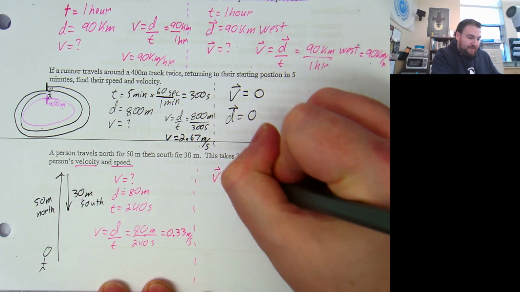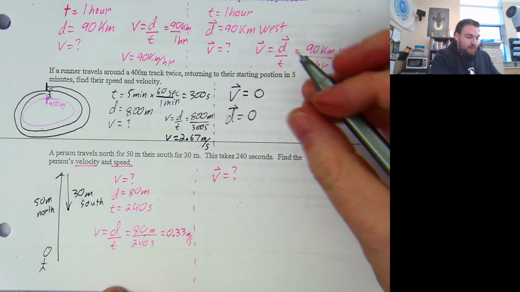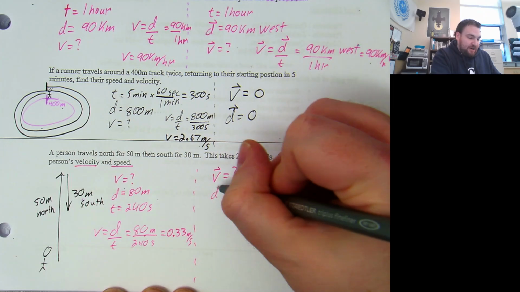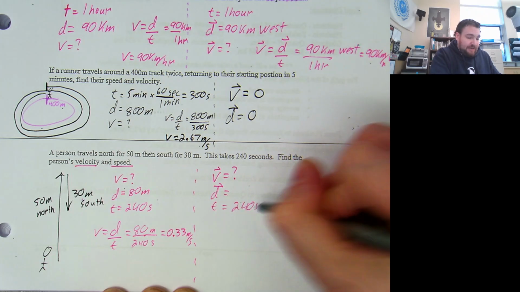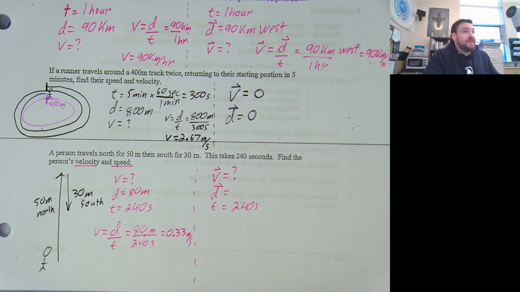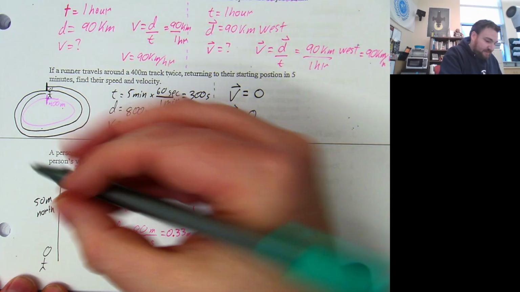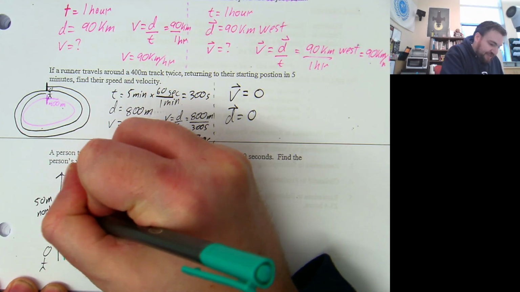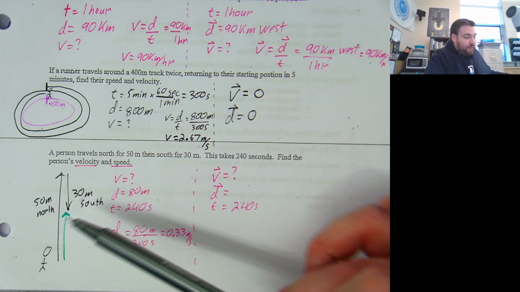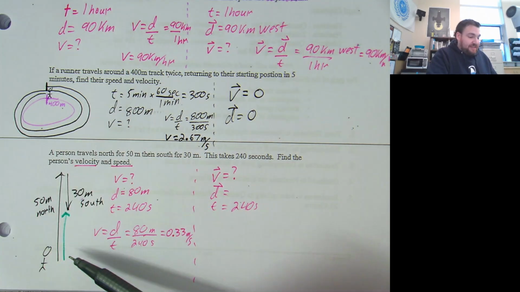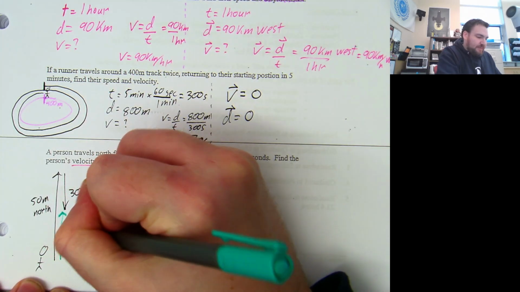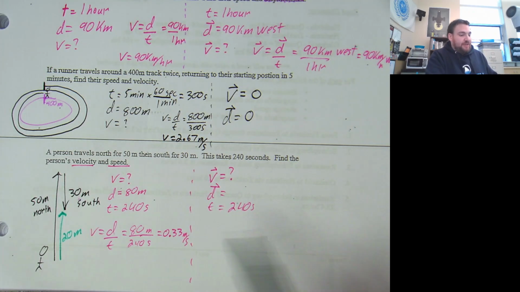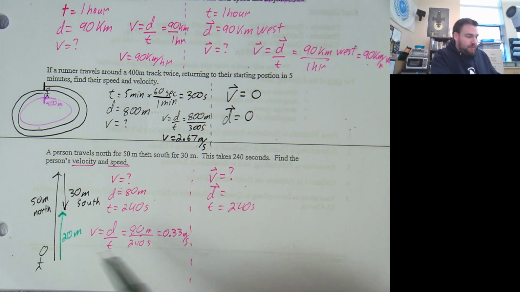Velocity is going to be what? Velocity is dependent on displacement and time. Time is the same. Time does not change, but what is the displacement of our person now? The displacement of our person is just this green line. If they go 50 north and then 30 south, this distance is, Emma, you said 20. But displacement is a vector, needs a direction. That's going to be 20 meters north.